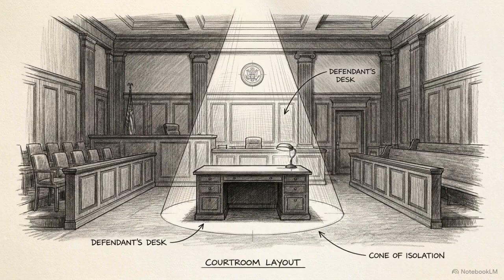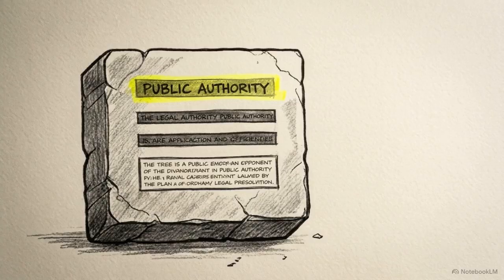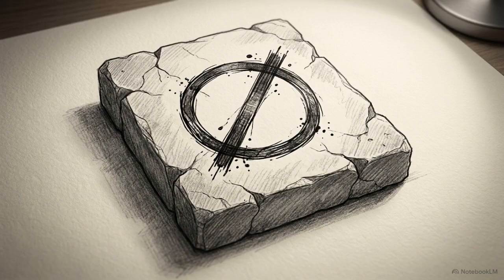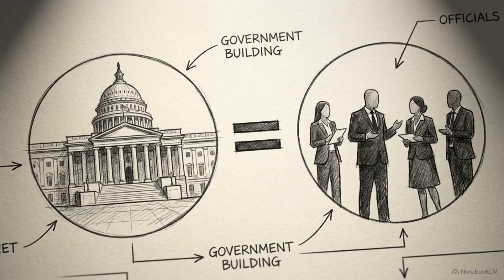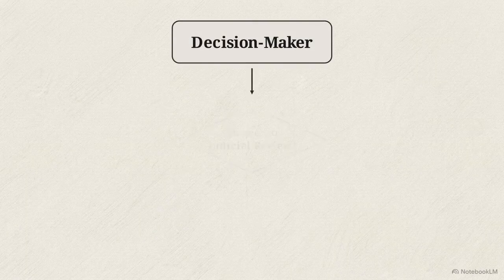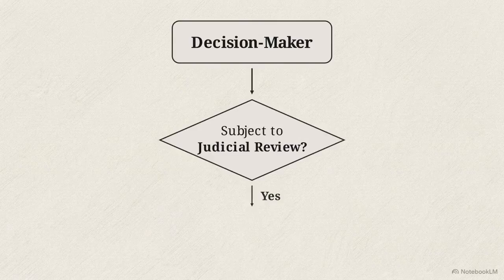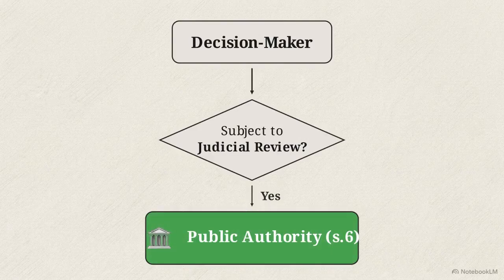The first major hurdle in your problem question is properly identifying the defendant. Section 6 of the HRA states clearly that it is unlawful for a public authority to act in a way which is incompatible with a convention right. To prove the defendant qualifies, cite the Court of Appeal in Beer. They ruled that the terms public body and public authority are synonymous. If the decision-maker is subject to standard judicial review, they are a public authority under Section 6.